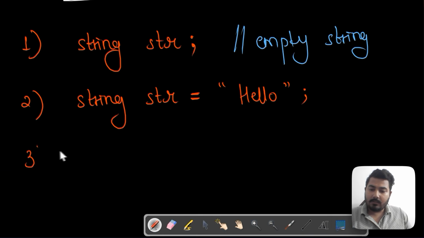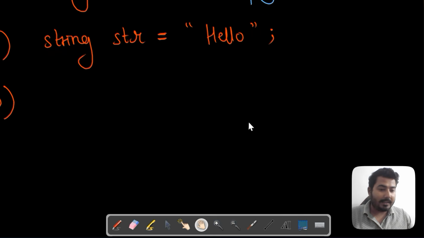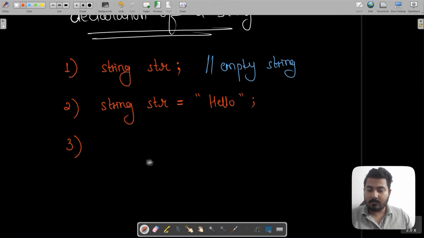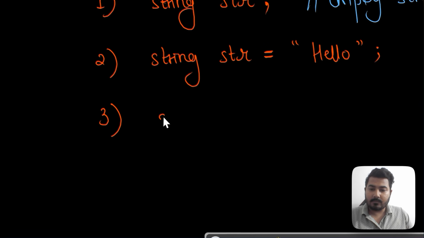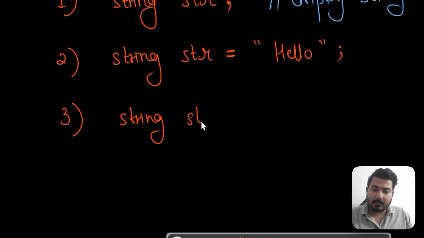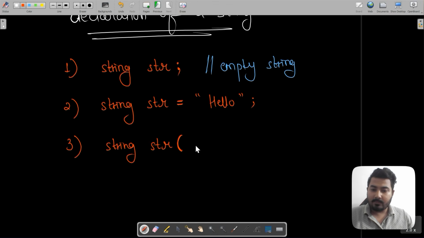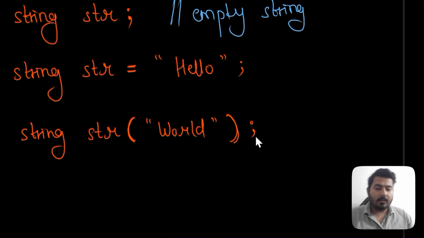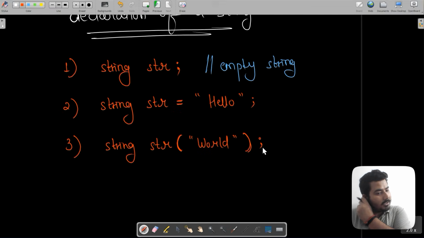Apart from this, we have a third way of declaring a string, which looks like this. String and the name of the string, let's say str. Inside the parentheses, brackets are named parentheses here, you can write anything, let's say world. This is another way of declaring a string in C++.